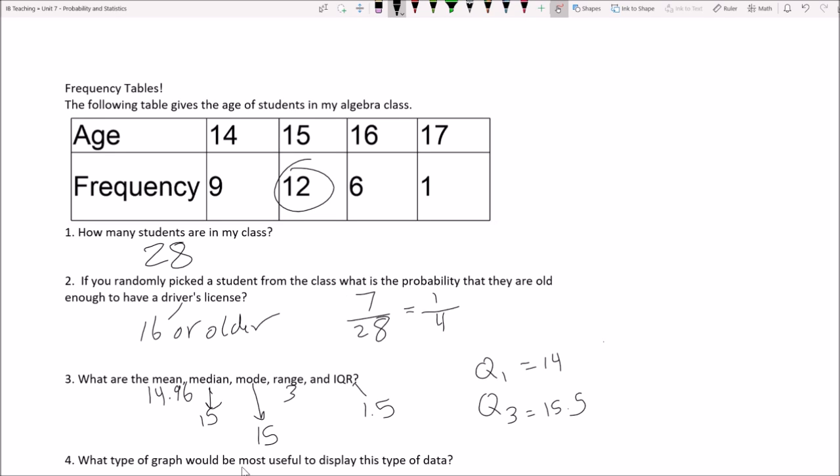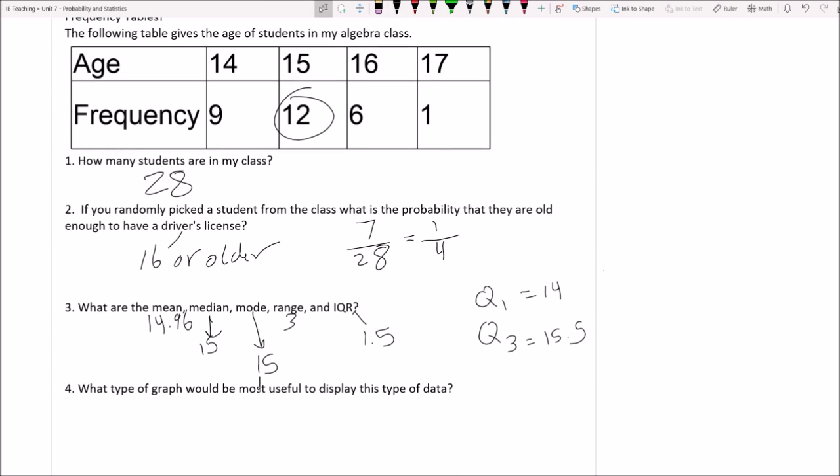So now we need to make a type of graph to display the data. And the question is, what type would be the best type at displaying this? There are 2 that come to mind for me in the moment. One of them would be a frequency histogram. So let's do that. That would look like this, where on the bottom we would have the age. So 14 is one of the ages, 15 is an age, 16 is an age, and 17 is an age. So we'll label that as age, and that would be frequency over here. And then we just put a bar for each of those.